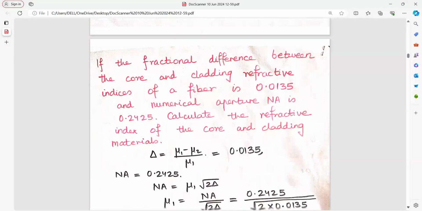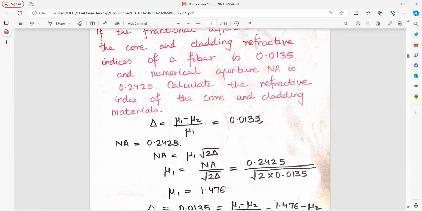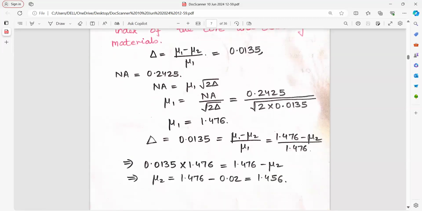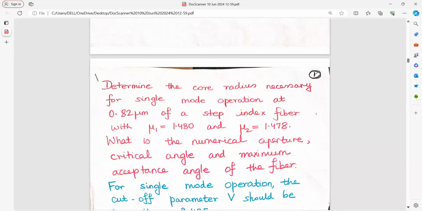If the fractional difference between core and cladding has been given and numerical aperture is given, you have to find the refractive index of core and cladding materials. So you have been given del. Na formula is mu1 into under root 2 del. So mu1 is Na numerical aperture upon under root 2 del. You simply put the values and you get the answer.